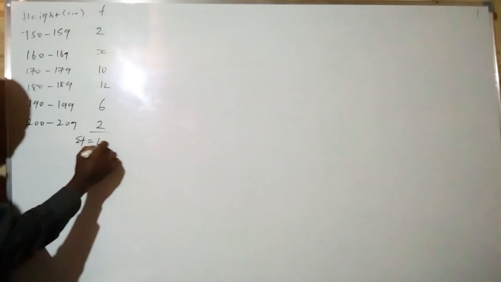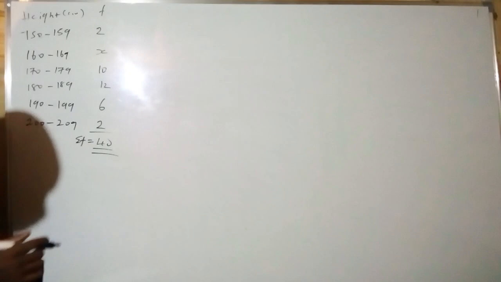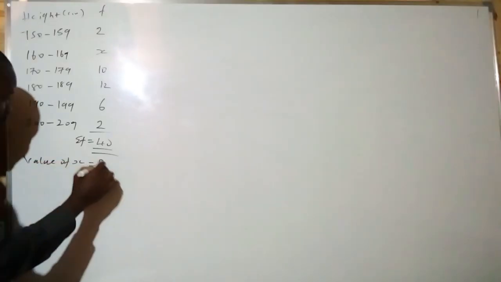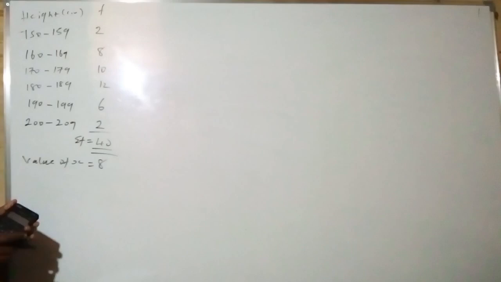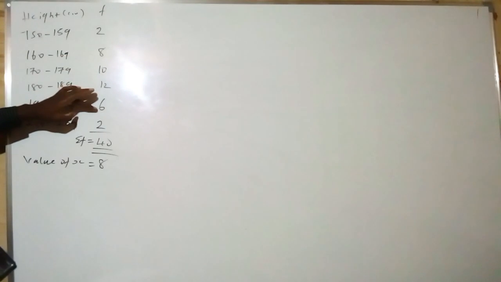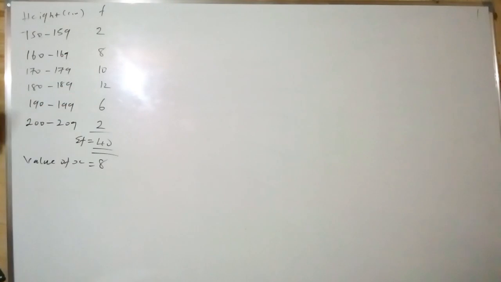The value of X is equal to 8. So allow me to rub here and write 8. So 10, 20, 32 plus 6, 38 plus 2, 40. Correct. Then this was the value of X.